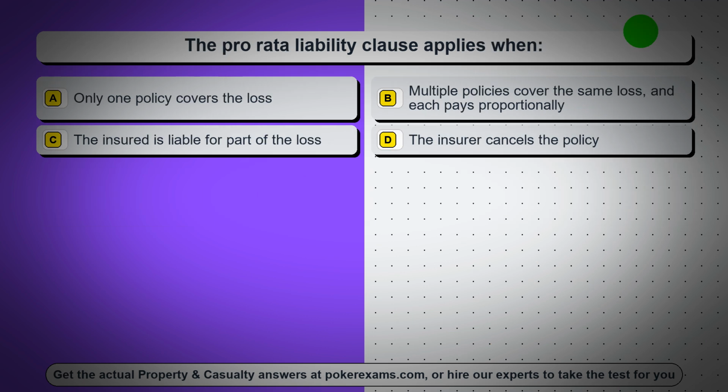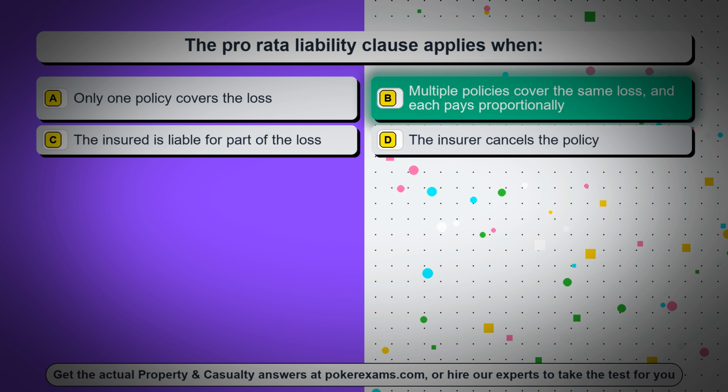Question 88. The pro rata liability clause applies when, Option A, only one policy covers the loss. Option B, multiple policies cover the same loss, and each pays proportionally. Option C, the insured is liable for part of the loss. Option D, the insurer cancels the policy. The correct answer is Option B, multiple policies cover the same loss, and each pays proportionally.